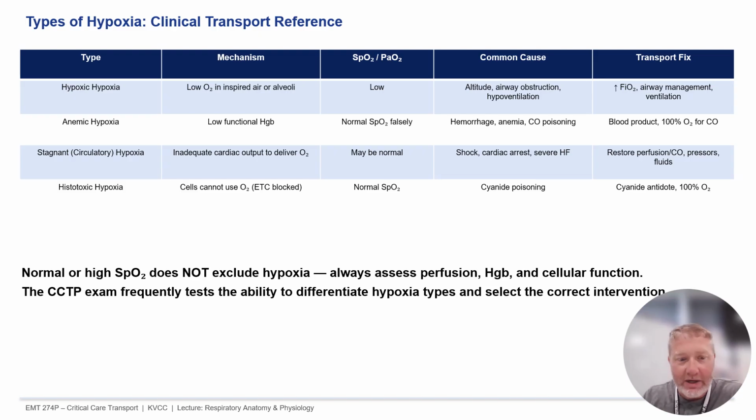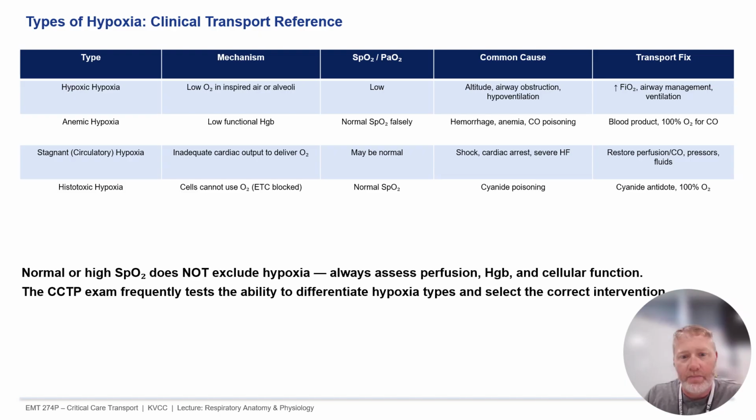So hypoxemic hypoxia on top, that is a low PaO2, so low partial pressure of oxygen in the arteries. The lungs are not getting enough oxygen into the blood. Treatment for hypoxemic hypoxia is pretty self-explanatory. You give them more oxygen, increase the PEEP, or indirectly by improving ventilation to allow for better exchange. Anemic hypoxia is different because you just have low functional hemoglobin.